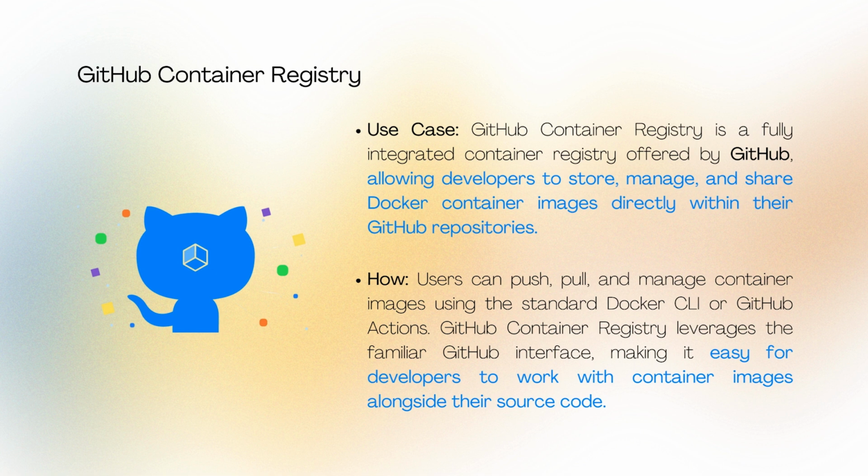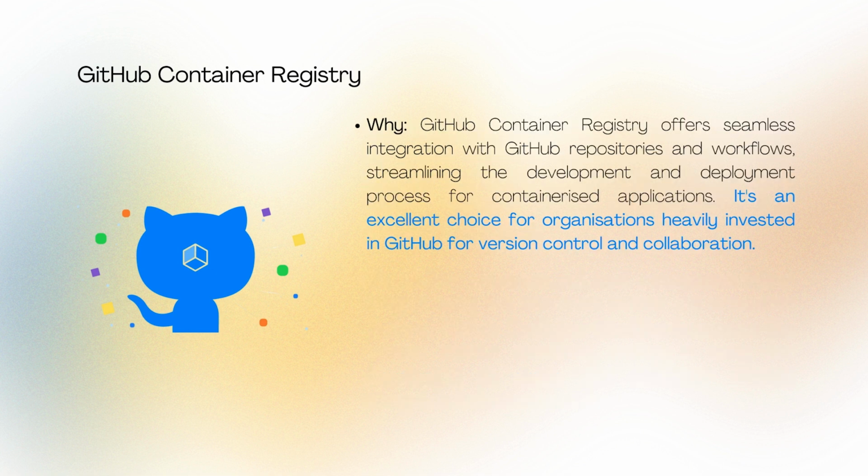GitHub Container Registry leverages the familiar GitHub interface, making it easy for developers to work with container images alongside their source code. GitHub Container Registry offers a seamless integration with GitHub repositories and workflows, streamlining the development and deployment process for containerized applications. It is an excellent choice for organizations heavily invested in GitHub for version control and collaboration.